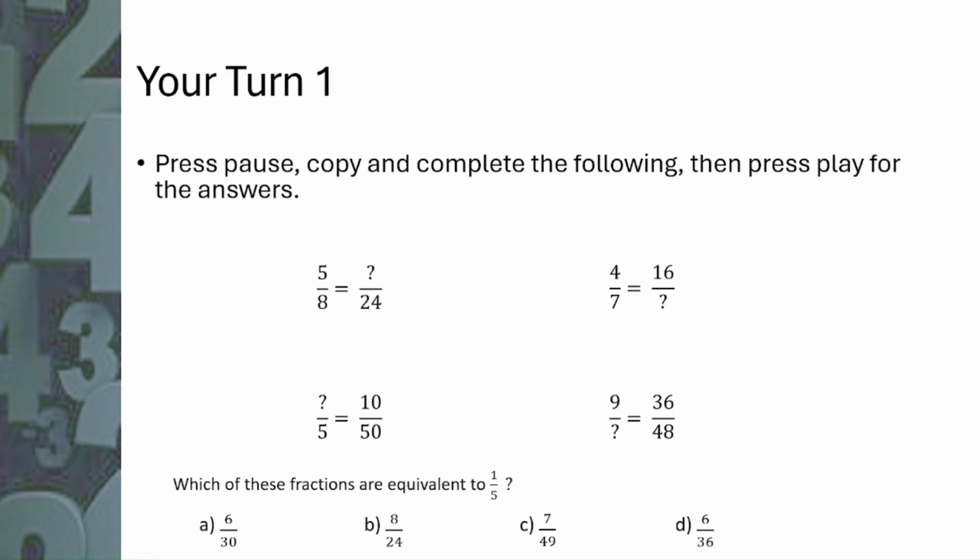So it's at this stage where we offer you an opportunity to put skill into practice by completing a few questions of your own. So please do make sure you press pause, you give yourself plenty of time to copy and complete the following questions, then press play and we'll work through the answers together. Okay, press pause now.